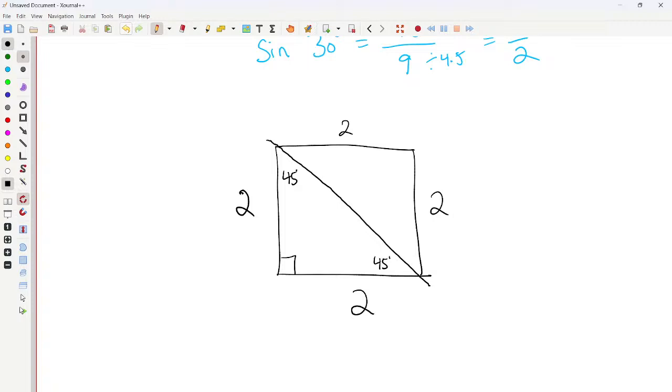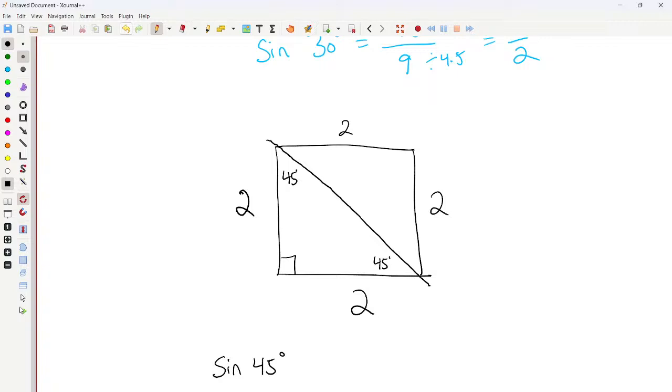What is the sine of 45? From this picture, actually I have a choice. It's not going to matter. But I do need the hypotenuse. And we're almost done for the week. How do you find the hypotenuse?